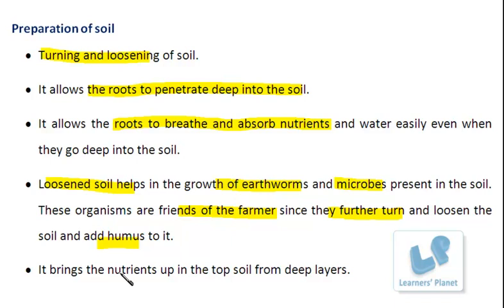Now, as I said, crop production is a process which is done at a large scale, right? So how is this turning done, that is the point now. Simply doing it with the hands is not very easy. It's not a very feasible method. So how is this loosening or turning step performed? For this, there are different processes and different implements which are used. Let's see what they are.